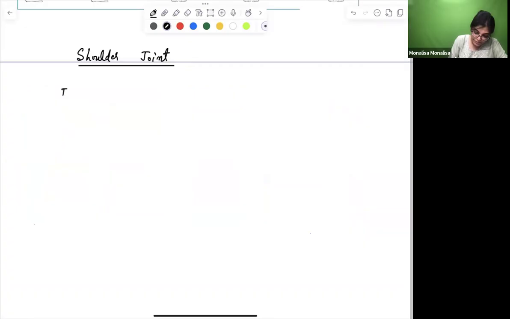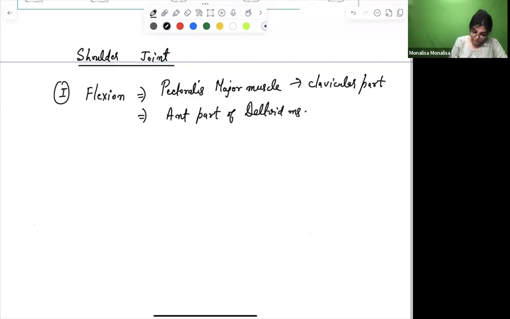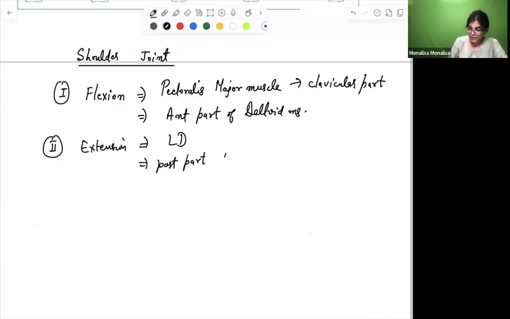So let's talk about flexion. Flexion of the shoulder joint is done by the pectoralis major muscle, clavicular part. Flexion is also done by the anterior part of the deltoid muscle. Extension of the shoulder joint is done by latissimus dorsi and the posterior part of the deltoid muscle.